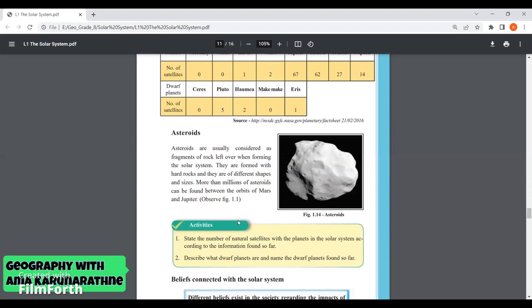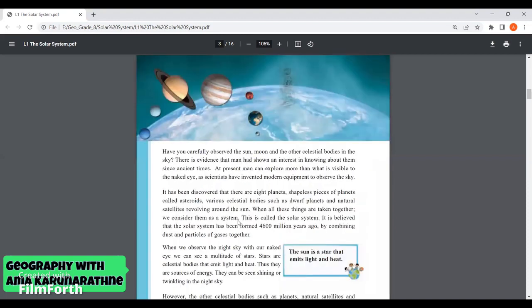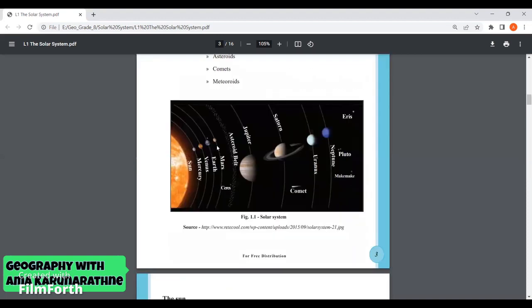What's there in between Mars and Jupiter? Can you remember? In between Mars and Jupiter, we can see the asteroid belt. I'll show you. See, in between Mars and Jupiter, we see this asteroid belt.